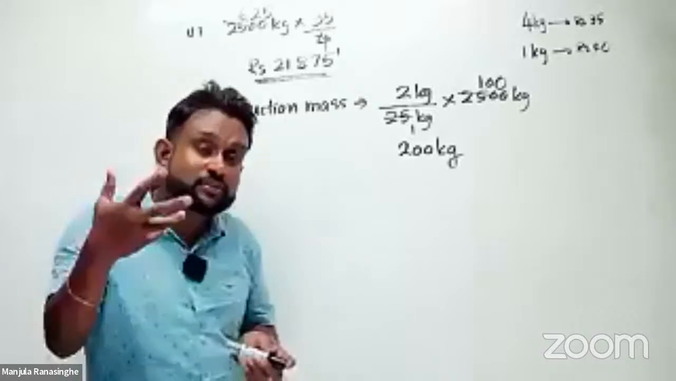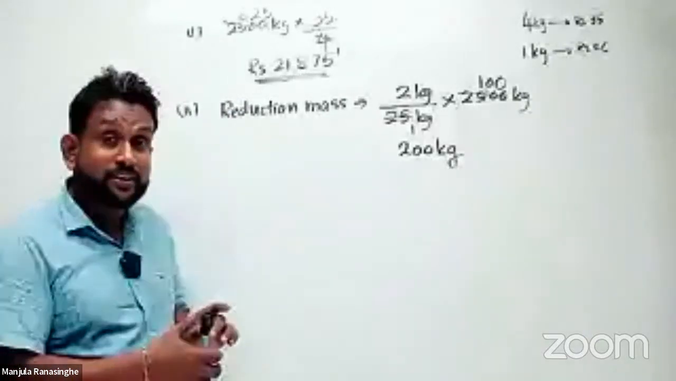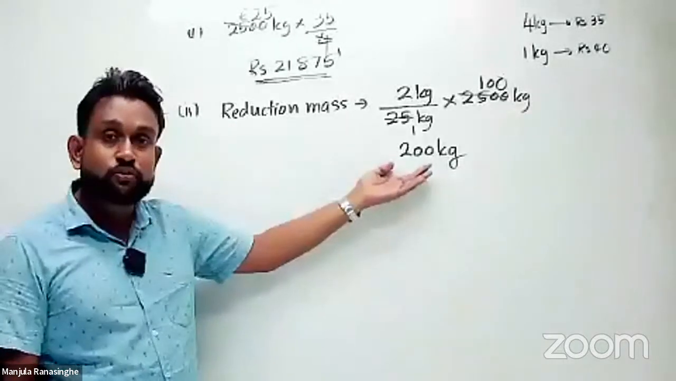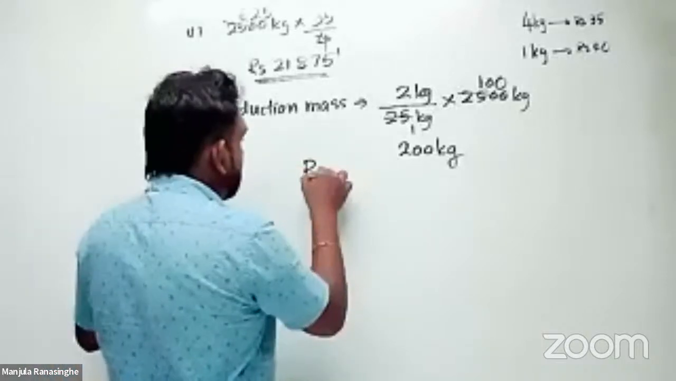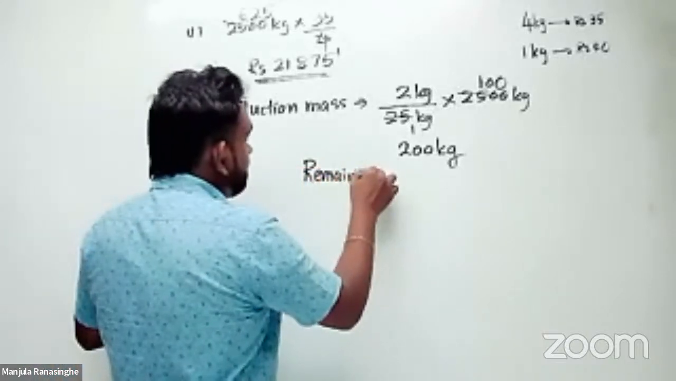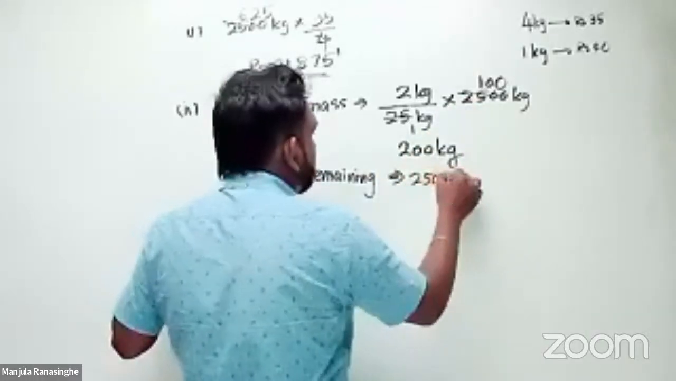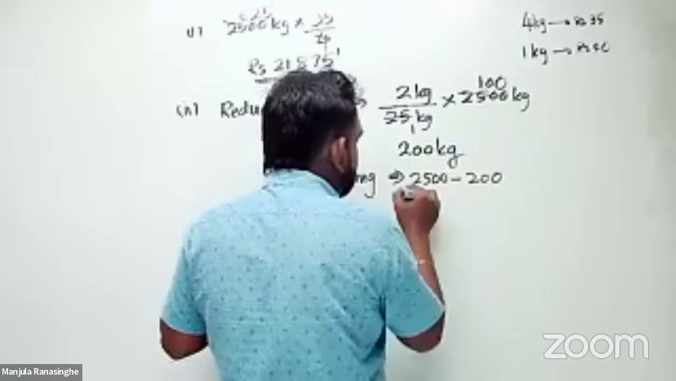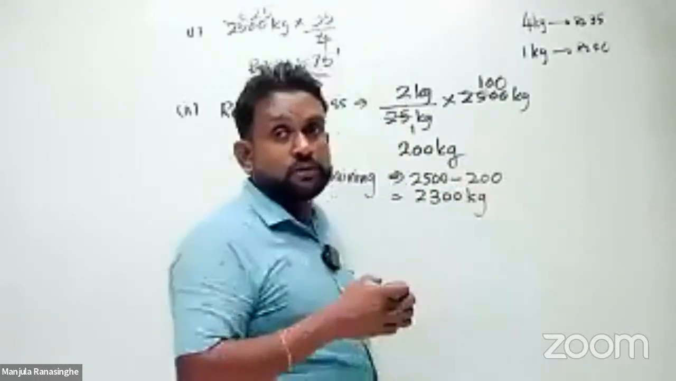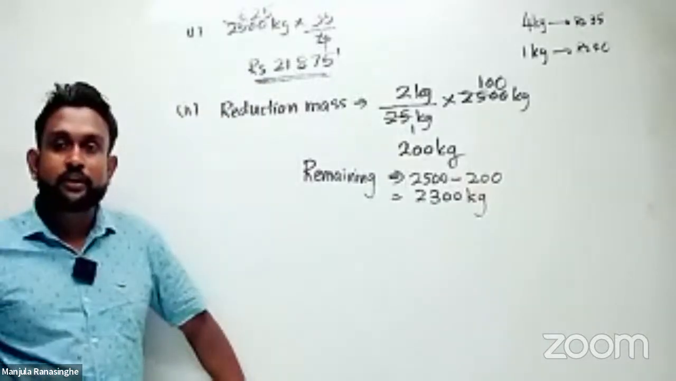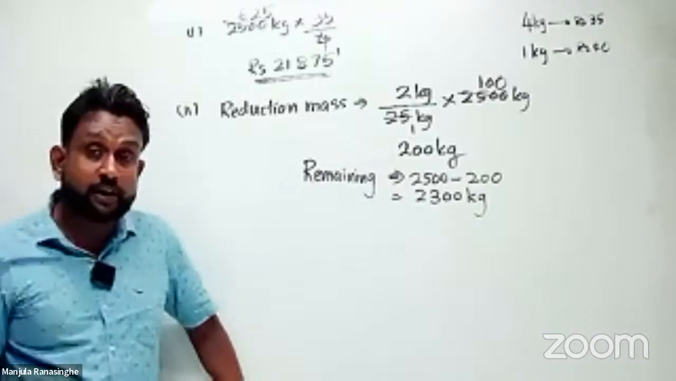When it dries, the moisture content evaporates, and it reduces by 200 kilograms. Okay, now what's the remaining kilograms? The remaining kilograms is 2500 subtract the 200 reduced, which is 2300 kilograms. Okay, then selling them at a price of 40 rupees per kilogram.